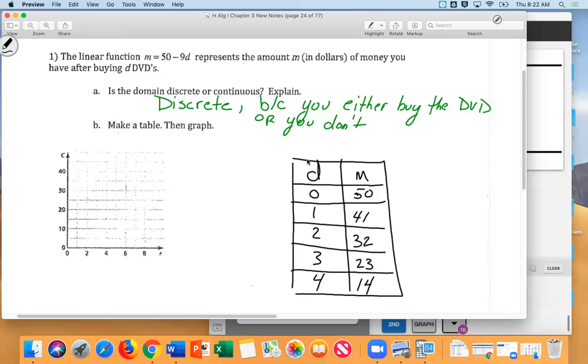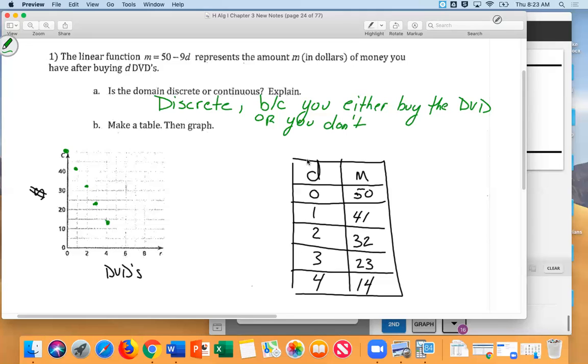Now, how does this look? Well, it already labeled this for me, so this is going to be my DVDs on bottom. And my money on the side. So I'd be at 0 and 50, so it'd be right here. 0 and 50. 1 and 41, so I'm going to be right there. 2 and 32, I'm going to be right about there. 3 and 23 would be like right here. And 4 and 14, that's going to be like right there.